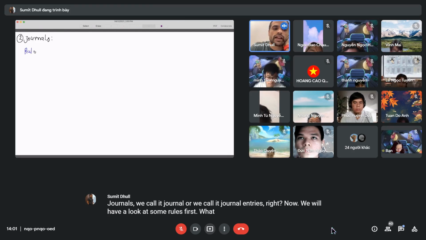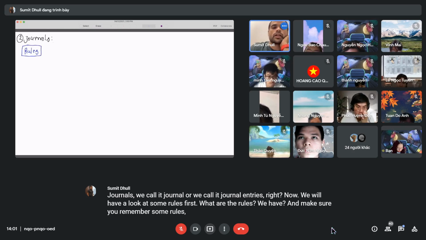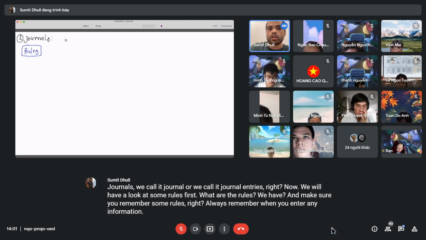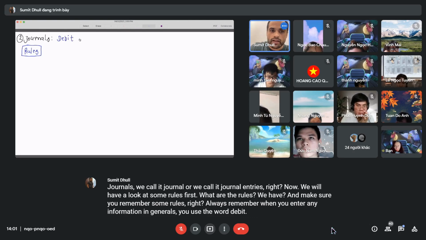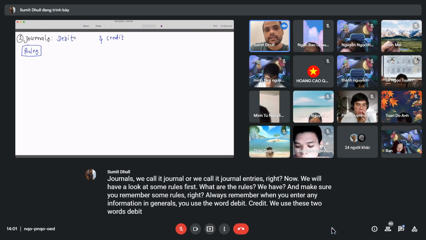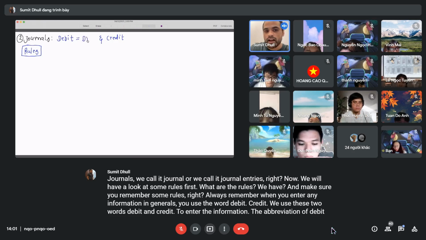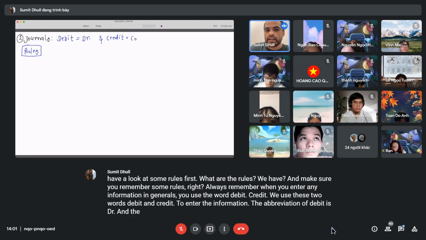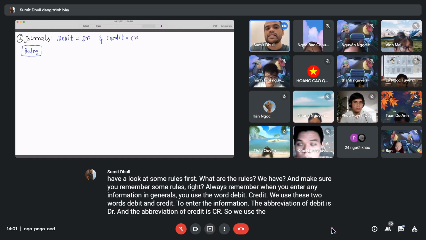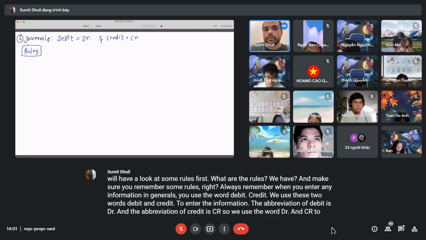What are the rules we have? Make sure you remember them. Always remember, when you enter any information in journals, you use the words debit and credit. We use these two words to enter the information. The abbreviation of debit is DR and the abbreviation of credit is CR. So we use DR and CR to report the information.